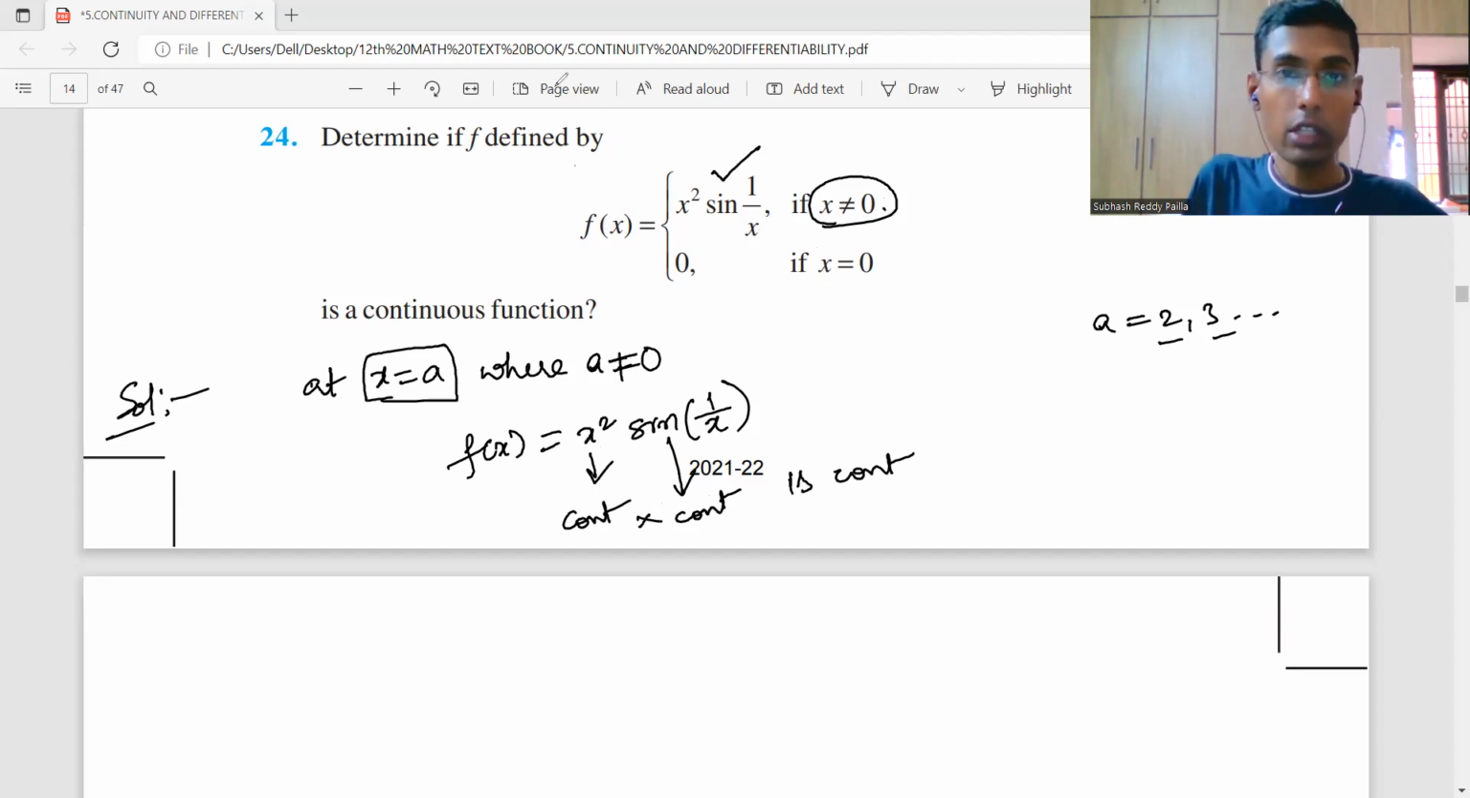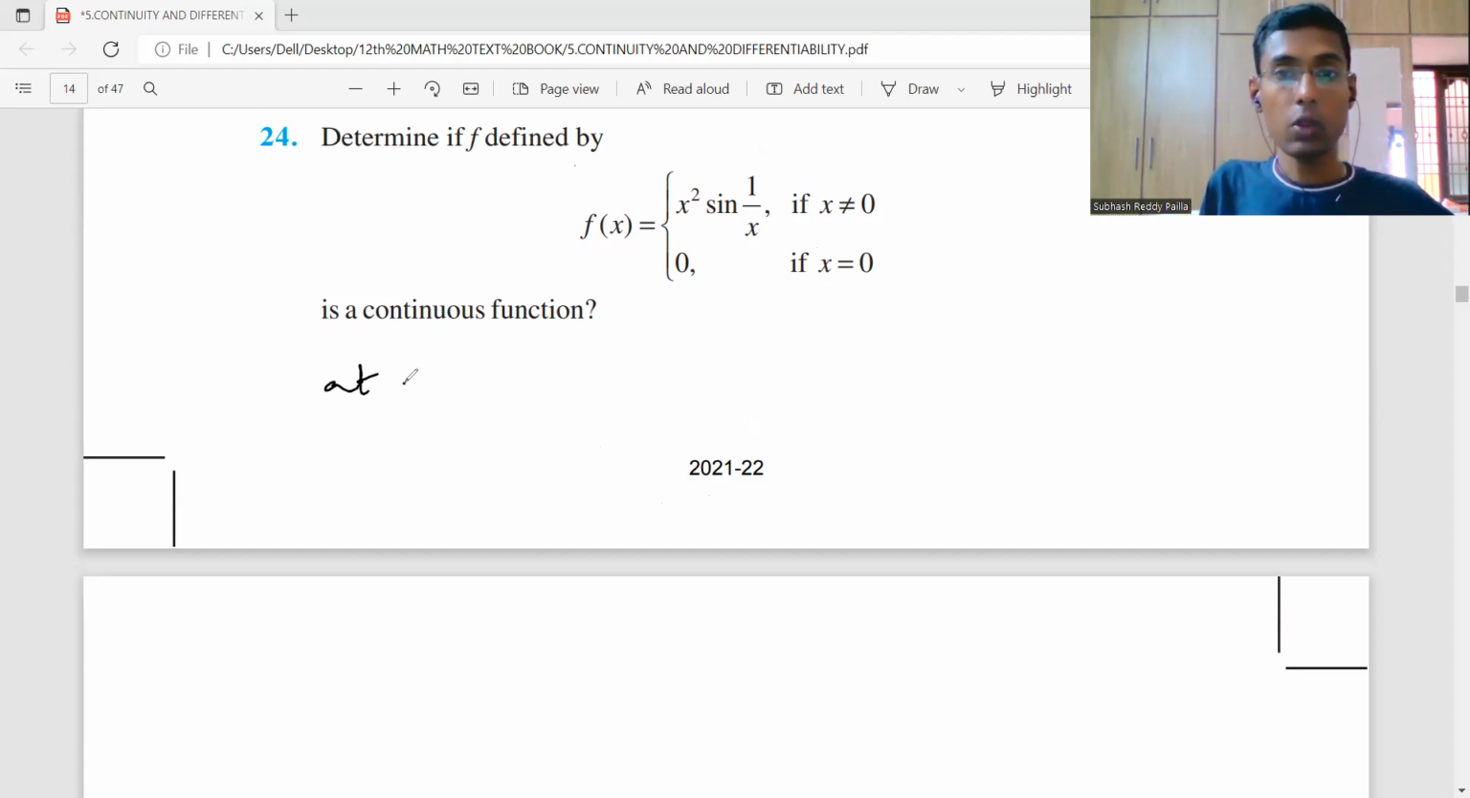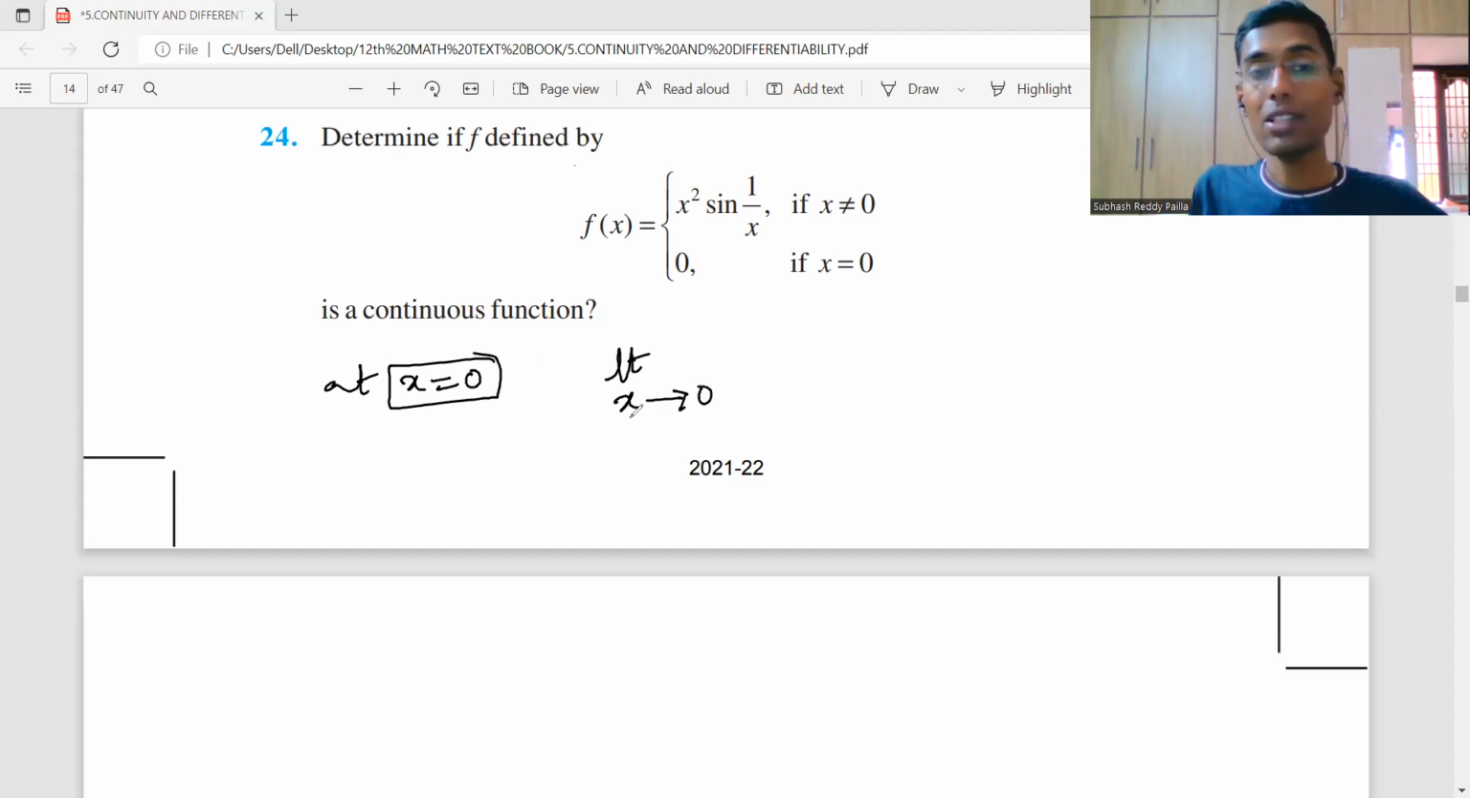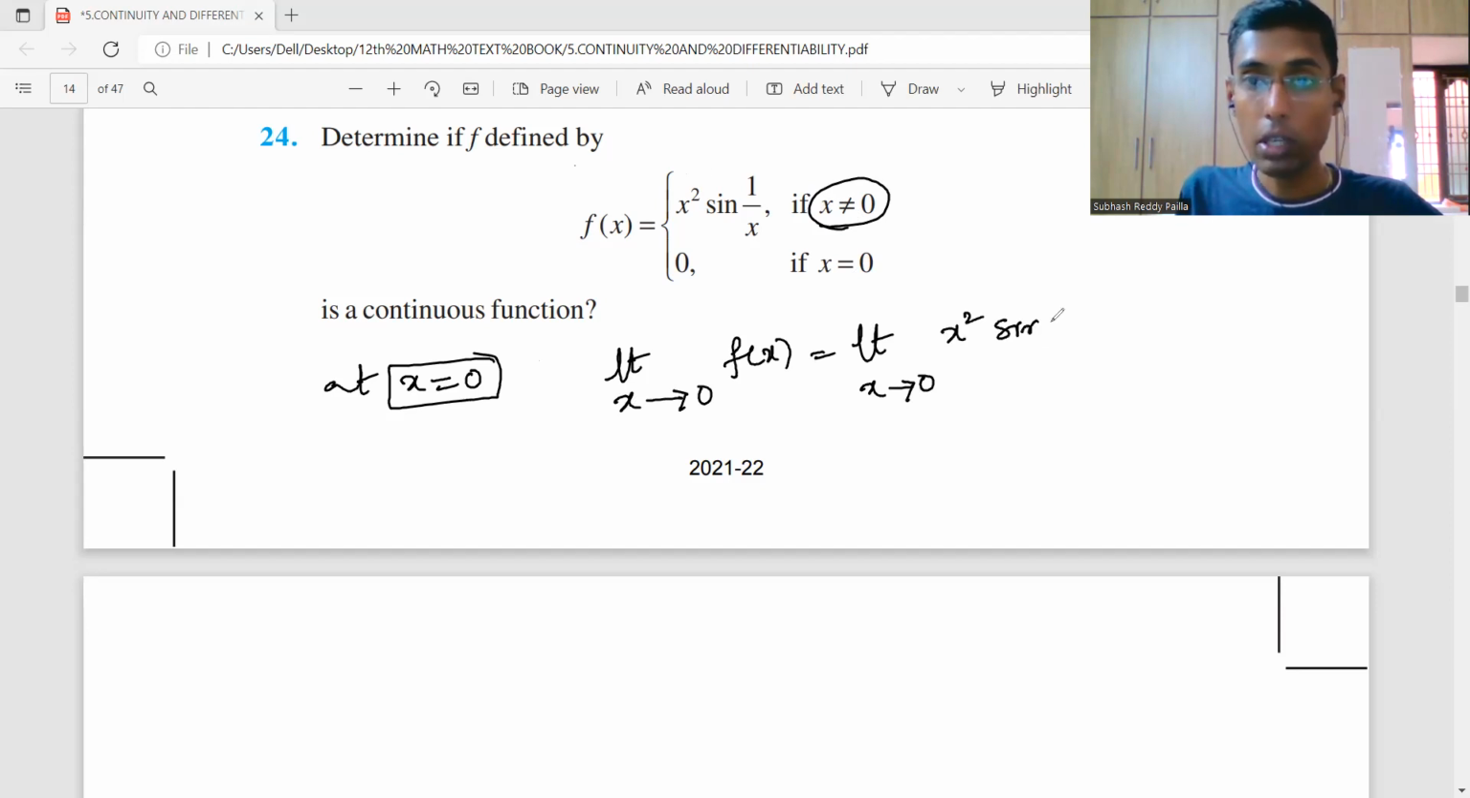Now, let's check at x equal to 0. We need to check x equal to 0. So what will we do then? Limit x tends to 0. x is not 0, but x is tending to 0. So limit x tends to 0 of f of x. What should you take here for f of x? If x is not equal to 0, tending to 0, you have to take this, that is x square into sine 1 by x. Yes, we have to take this.